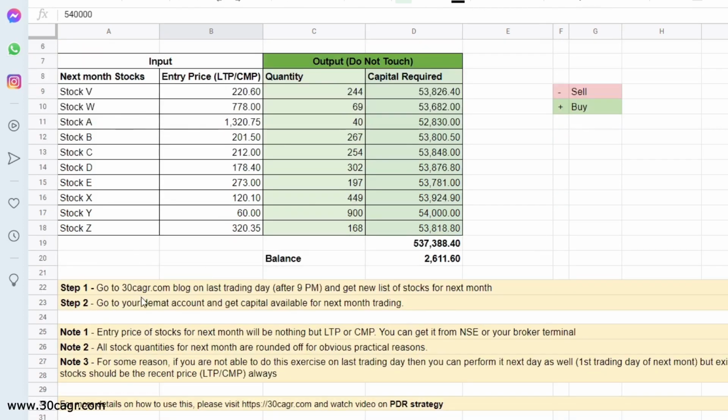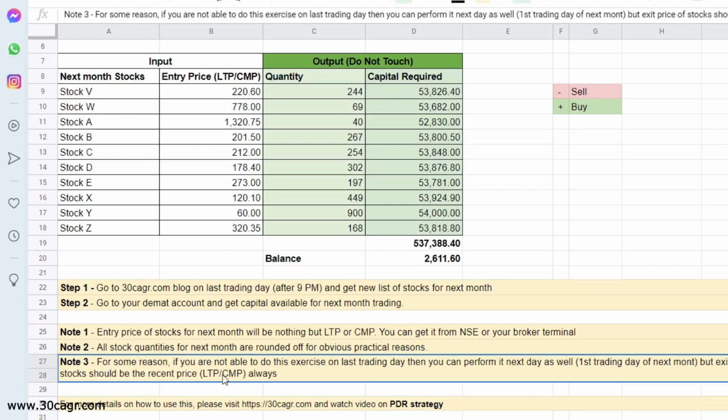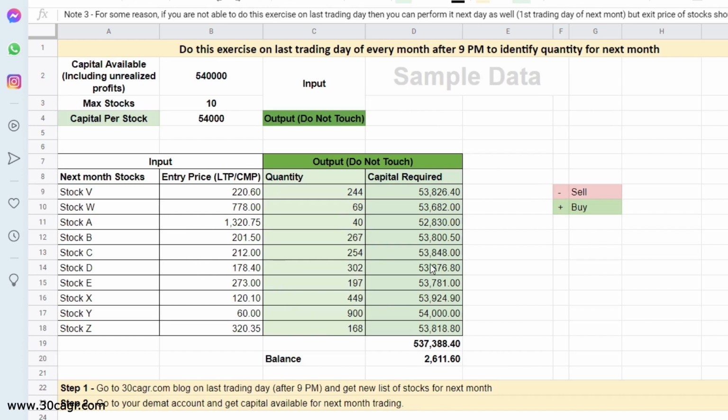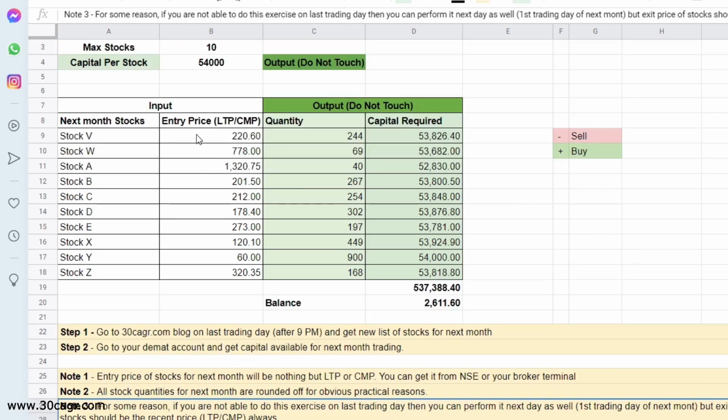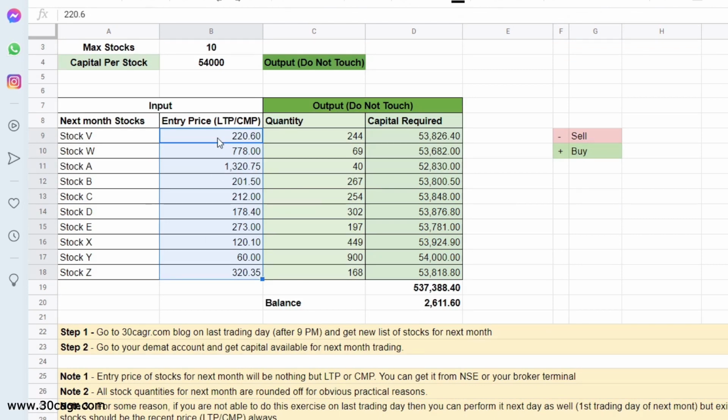All right, so we also have some notes here. I already explained all these things except the last one. For some reason, if you're not able to do this exercise on the last trading day, that is perfectly fine. You can also do this exercise on the next day, which means on the 1st, even after markets open. That's absolutely fine. All you have to do is change the entry prices. Let's say you are doing this exercise at 11 o'clock on the 1st of next month. In that case, instead of entering the closing price of the previous day, you know the latest price. So just make sure that you enter the current market price, and then you get the quantity and can immediately purchase in the live market.